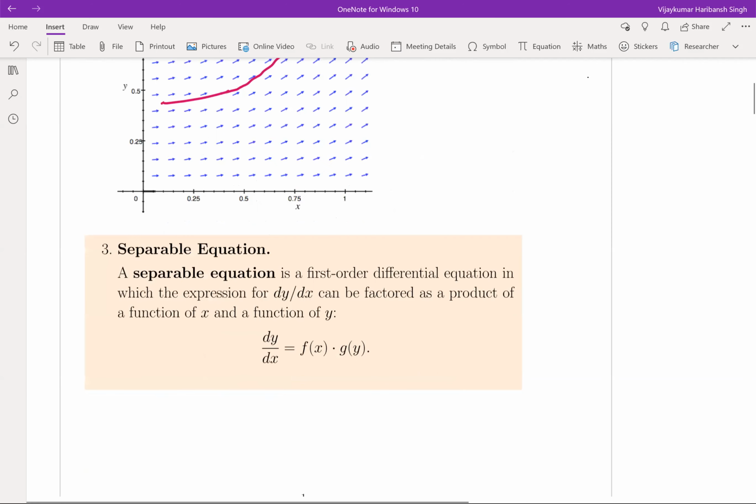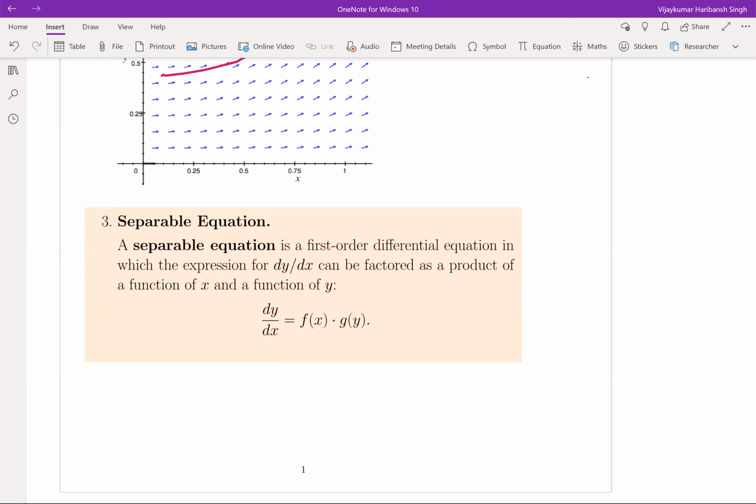So we are going to solve a special class of differential equations, which are called separable equations. Separable equations are, first of all, first order differential equations in which the expression for dy/dx can be factored as a product of a function of x and a function of y. So the idea is we have dy/dx = f(x) times g(y). It's a special class of differential equation. Not every differential equation looks like this, where you can write it as f(x) times g(y).